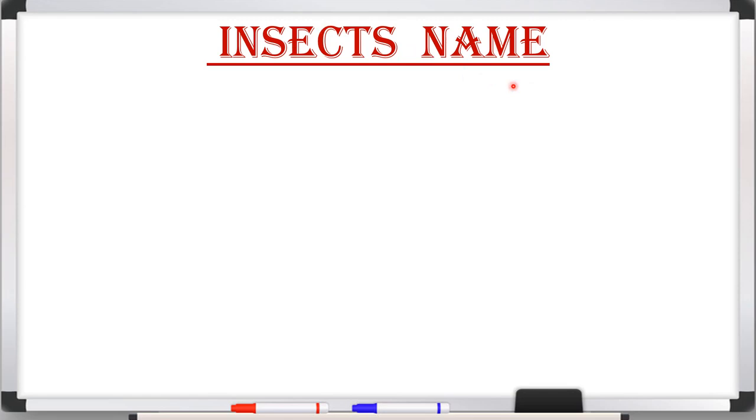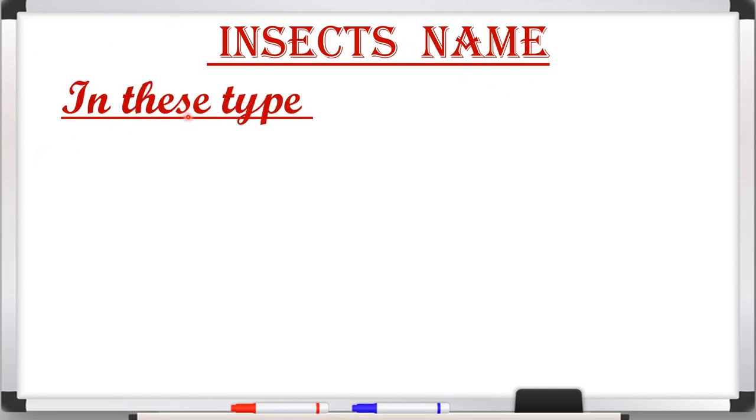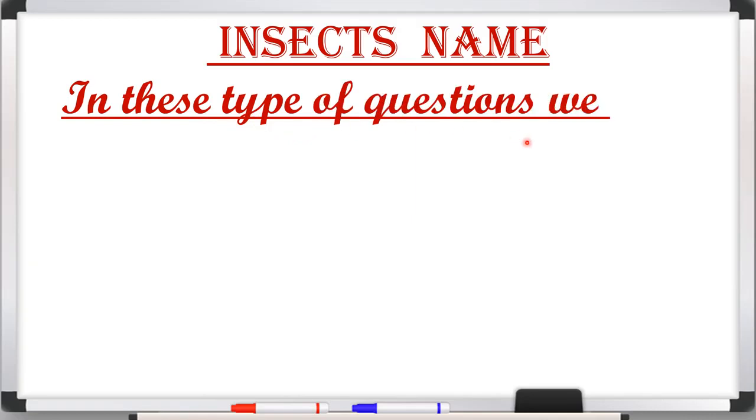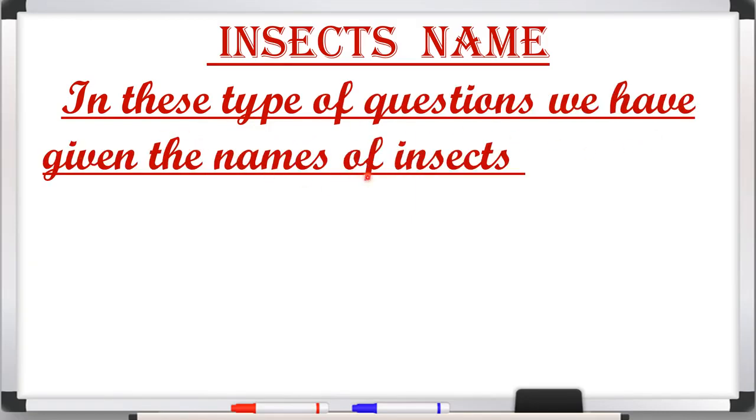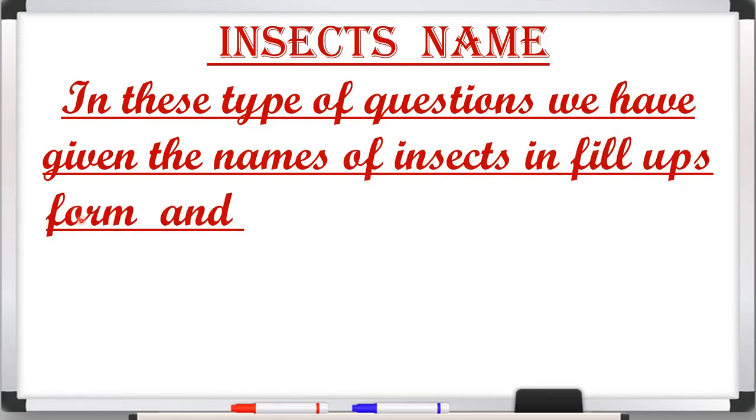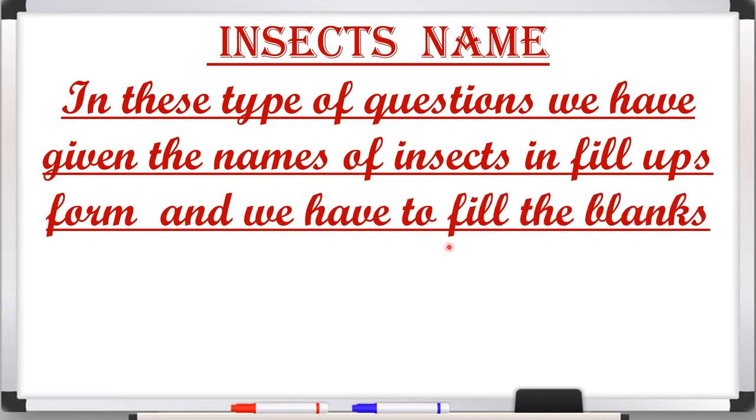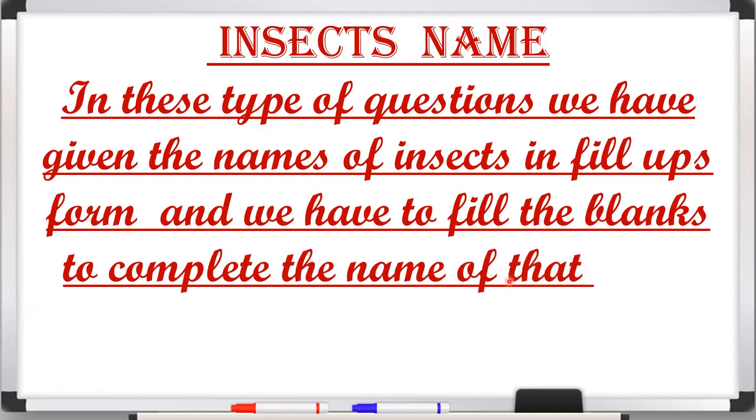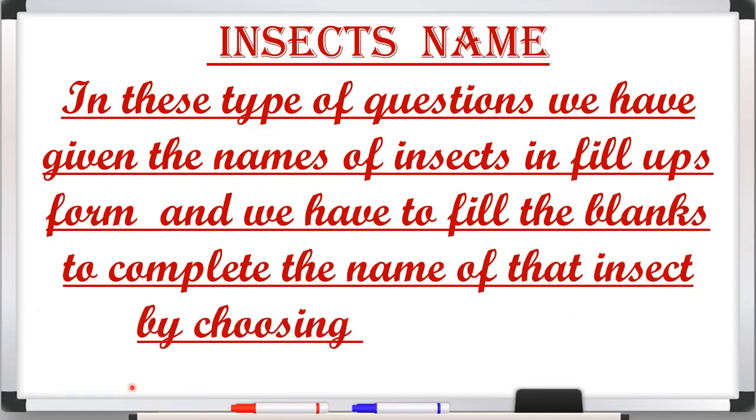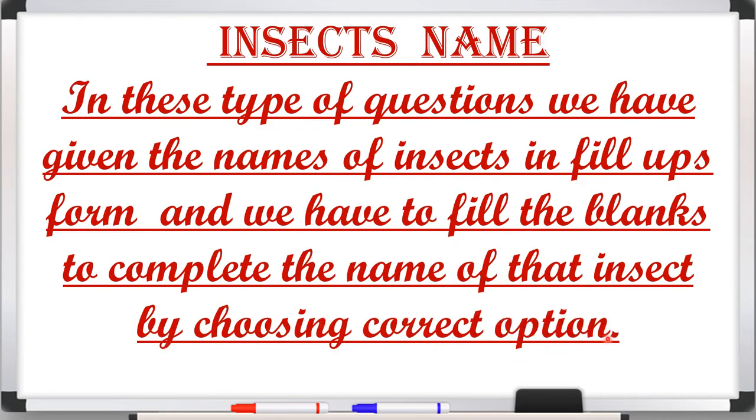So, let's start. In these type of questions, we have given the names of insects in fill-ups form, and we have to fill the blanks to complete the name of that insect by choosing correct option.